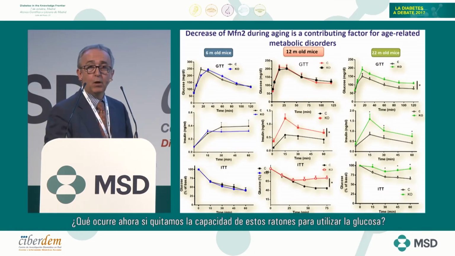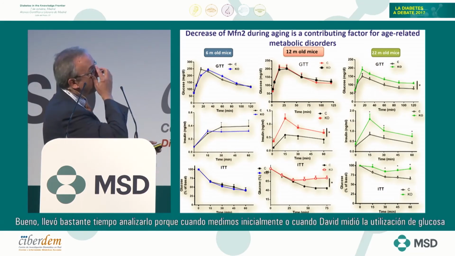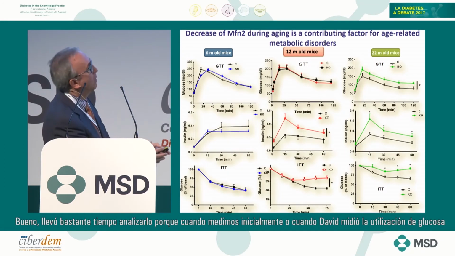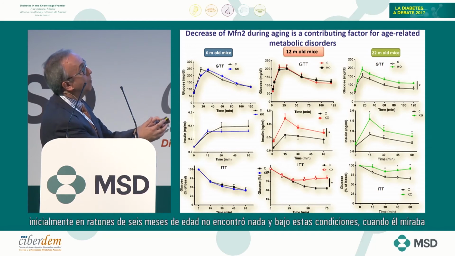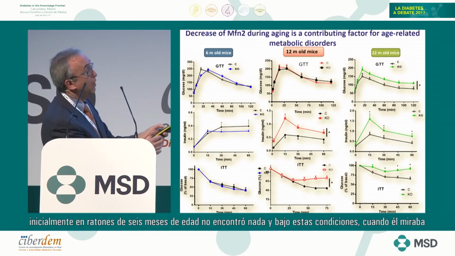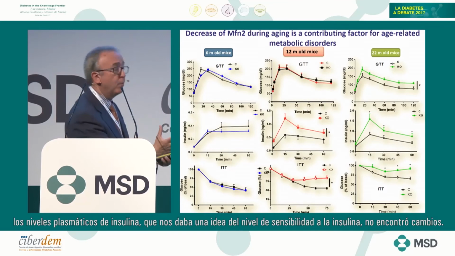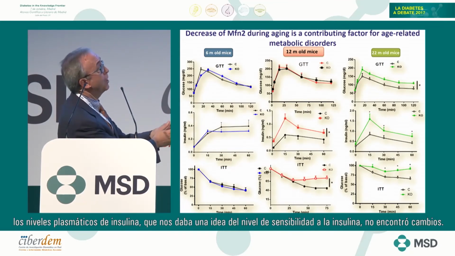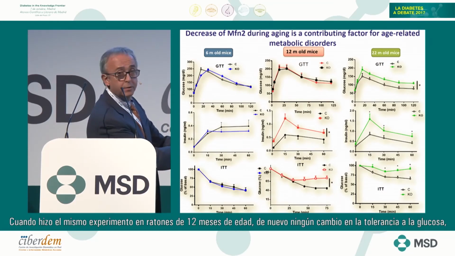What happens now if we take a look at the capacity of these mice to use glucose? Well, this took a long time to analyze, because when David initially measured glucose utilization in 6-month-old mice, he found nothing. And under those conditions, when he looked at plasma insulin levels, which give you an idea of the level of insulin sensitivity, he found no changes. When he did the same experiments in 12-month-old mice, again, no changes in glucose tolerance.